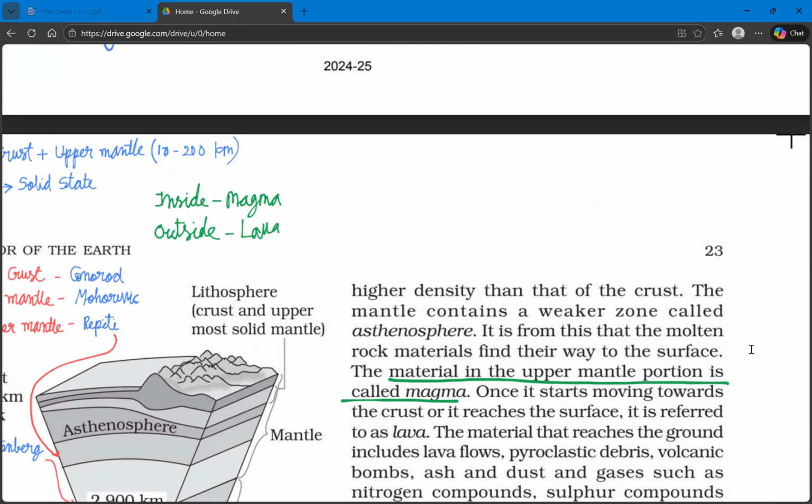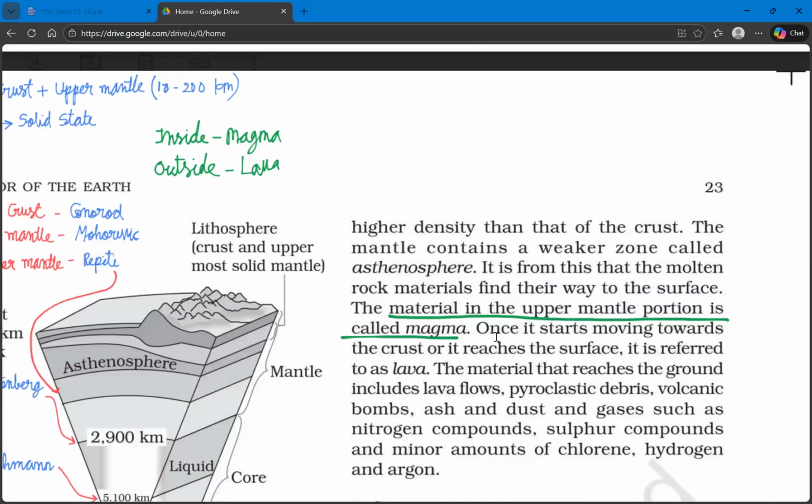The material in the upper mantle portion is called magma. Once it starts moving towards the crust or reaches the surface, it is referred to as lava. So if the molten rock material is inside the crust, or in the upper mantle portion, it is called magma. But when it reaches the surface, it is called lava.